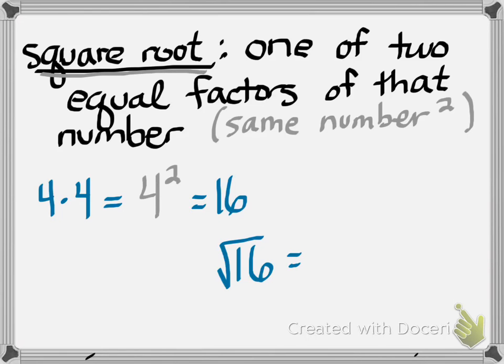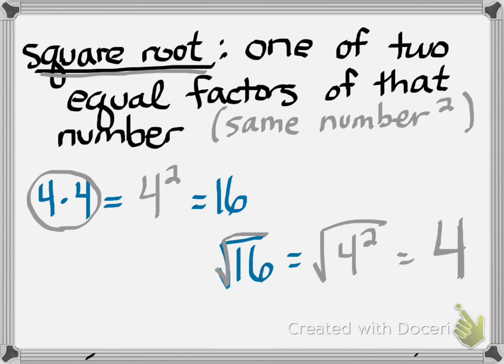Square root means we're going to go the opposite direction. So we're going to start with the square root of 16, and we want to find what number multiplied by itself will get me 16. So what is the square root of 16? Well, I could rewrite it. Isn't 4 squared equal to 16? That means the square root of 16 is just 4, because 4 is one of the two equal factors, so you actually need two of them in order to make the 16.